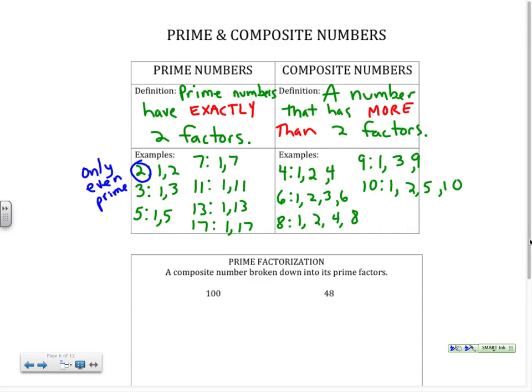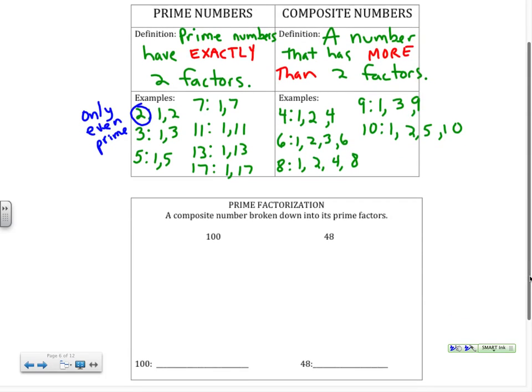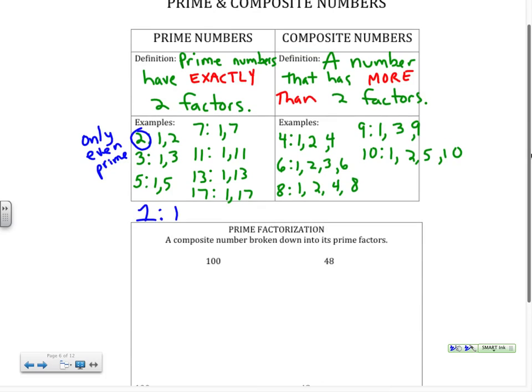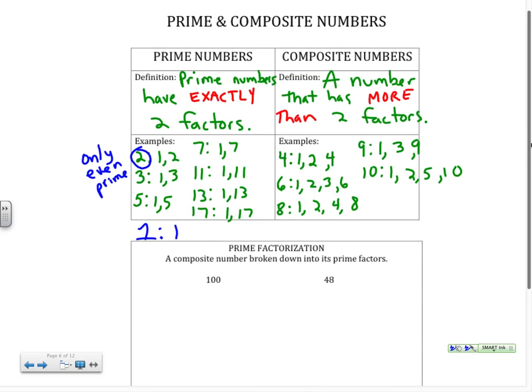Okay, some people like to ask, where's 1? What about 1? Let's think about the number 1. How many factors does 1 have? We know 1 times 1 is 1. So if I were to make a list, there's the factor of 1. So does it fit under the definition of a prime number? A prime number must have exactly two factors. Well, 1 only has one factor.